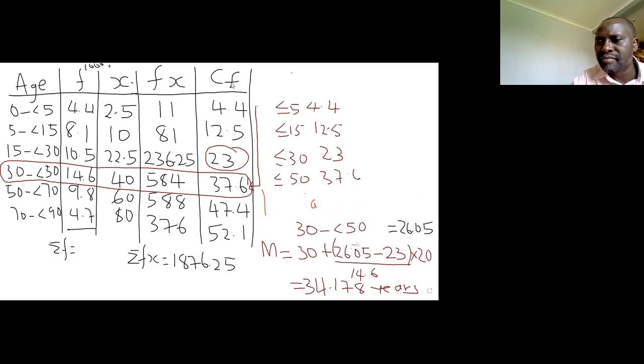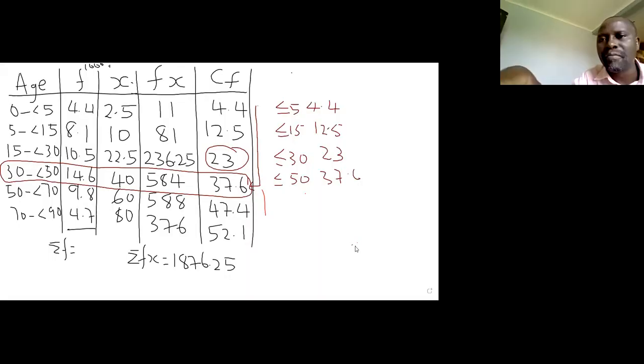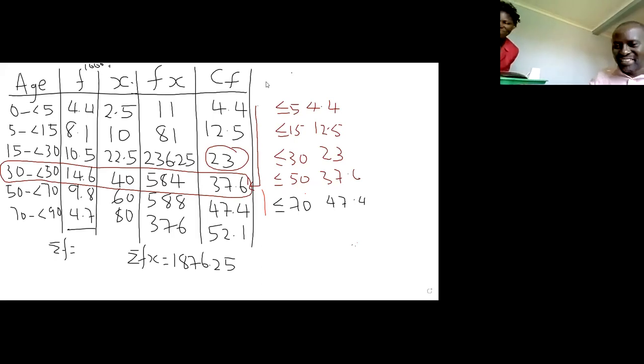The process is going on like this. So I have under 70, we have 47. And finally, under 90, they are 52.1.